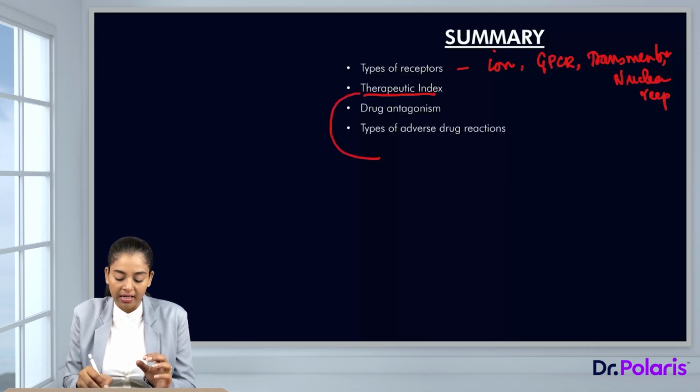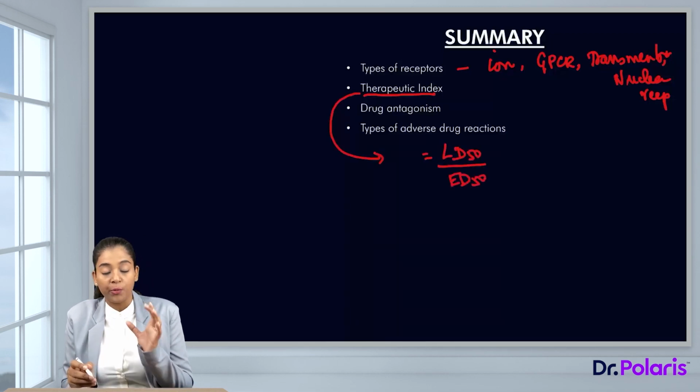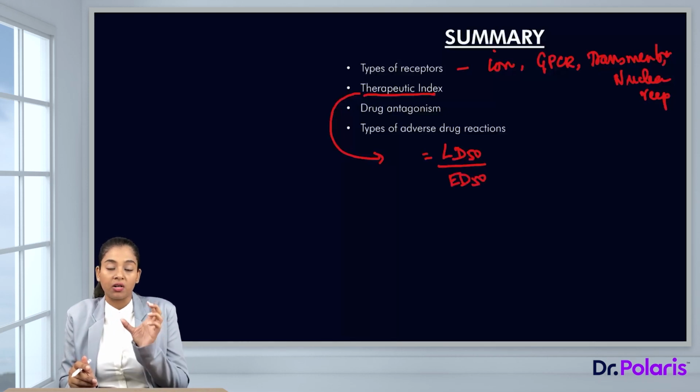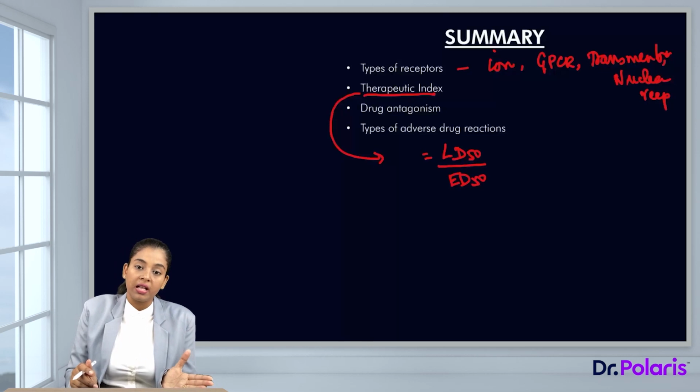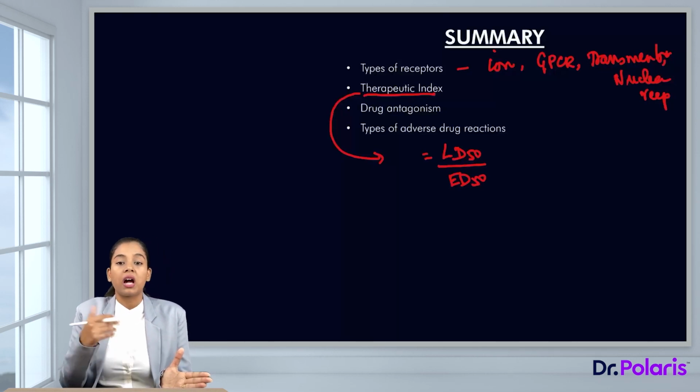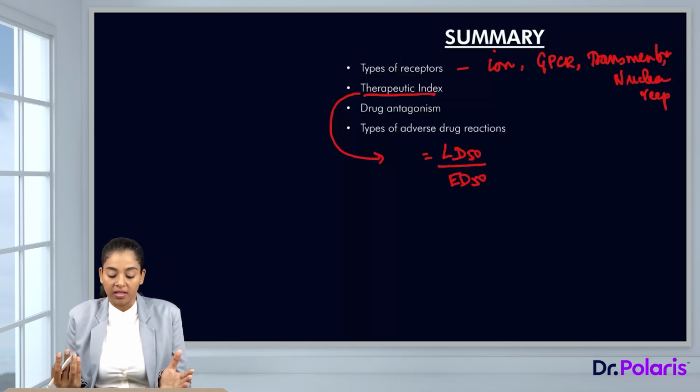Therapeutic index tells us how safe the drug is. It has a formula: LD50 by ED50. There is a therapeutic window within which you have to maintain the concentration of a drug in order to have its proper efficacy. If it goes below, there will be loss of therapeutic efficacy. If it goes above, it will cause toxicity.